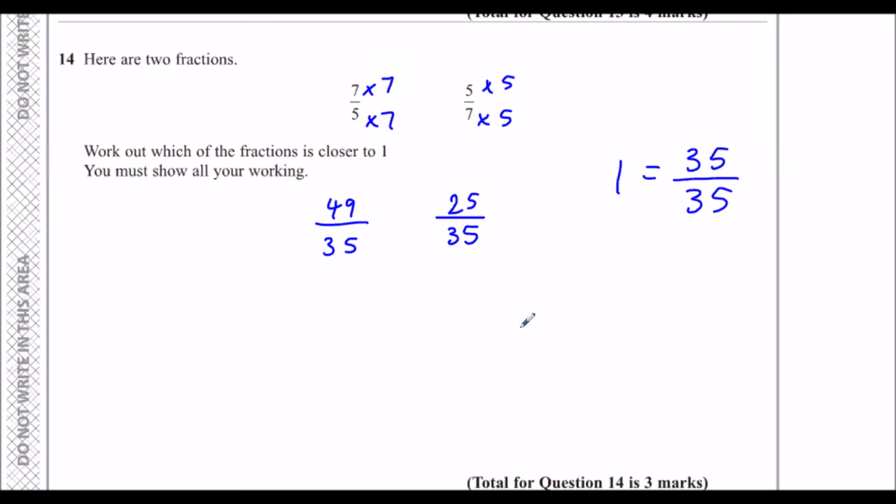We can make the denominators the same by timesing the top and bottom of this fraction by 7 and the top and bottom of this fraction by 5. So what does that give us? 49 over 35 and 25 over 35. So which is closer to 1? Well, one whole one is 35 35ths. So which one's closer to 35 35ths?